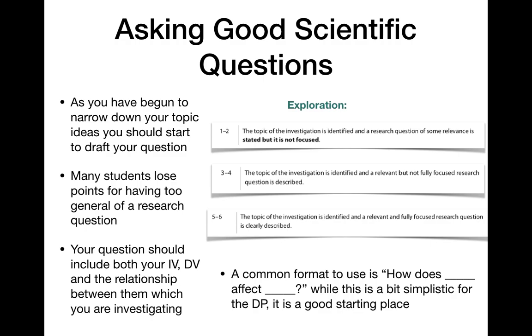So a common format to use for making this kind of question, or a good way to start, is how does blank affect blank? How does the independent variable affect the dependent variable? This is a little bit of a simple place for your final question for DP students. I use this template a lot with my 9th and 10th grade students, but it can be a really good place to start to help you make sure you have the most important critical components there, and then you can elaborate on it, make it a little more detailed, even more specific, more comprehensive as you go. Again, we'll look at several examples of this today.